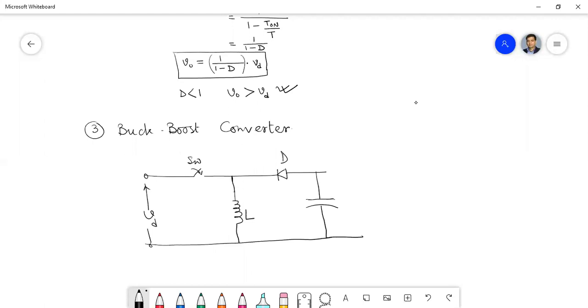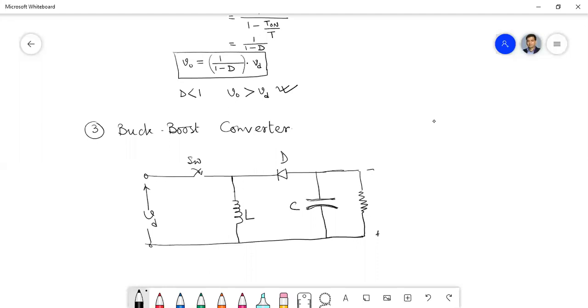So as it is a DC, so you can use polarized electrolytic capacitor, which I have drawn here. It is one straight line and another bend line. So it means the electrolytic capacitor or polarized capacitor, because your application is mainly DC. So suppose you have a resistive load, or any load you can use, not a resistive only. So this is the configuration for a buck boost converter.